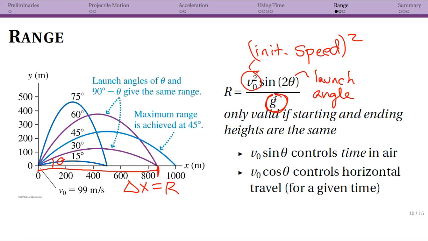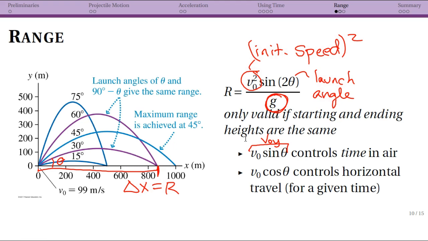Okay? So now there's something to think through here, that we've already talked about how time connects what's happening in y and in x. So when we think about range and why it goes a certain distance, v0 sine theta, so this is your y component of the initial speed, v initial y, controls the amount of time in the air. If I wanted to maximize the amount of time that my ball spends in the air, I would just throw it straight up. It doesn't matter how far it goes.